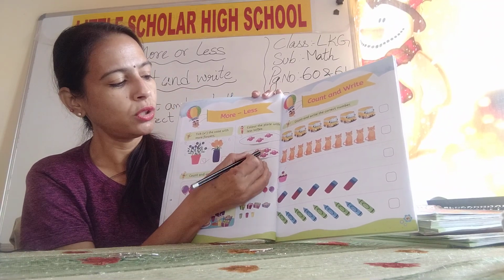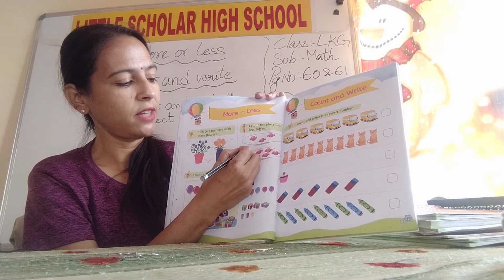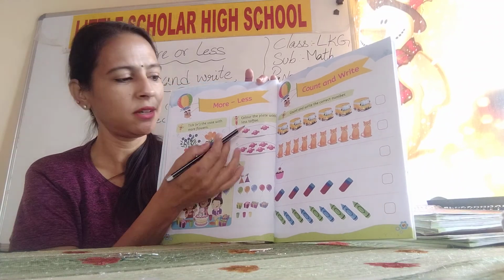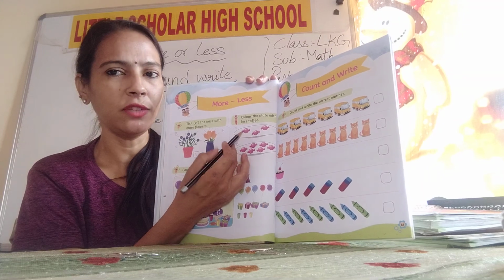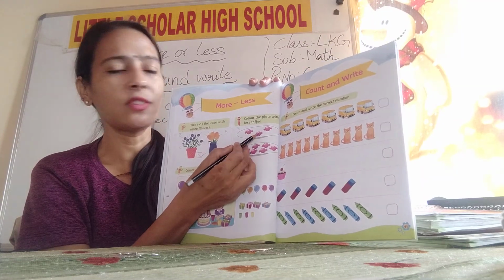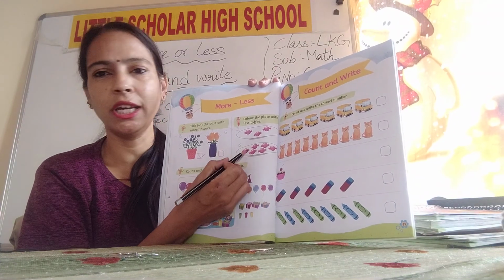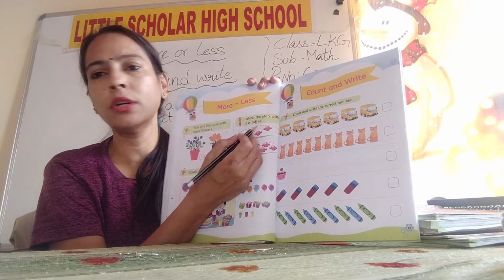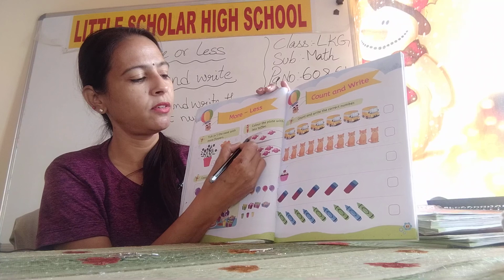1, 2, 3, 4, 5, 6. This has 6. So which is less? Which is the smallest number? It is 3. The plate which has only 3 toffees is small. That is less than the plate with more toffees, okay? Than this plate, this is less. So we are going to color this one. So let us do the pencil shading for it.